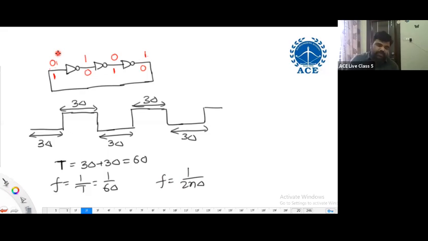What is the frequency of this clock? F equals 1 by 2n delta. N is the number of inverters, which must always be an odd number of inverters. There was a question in a previous GATE exam.